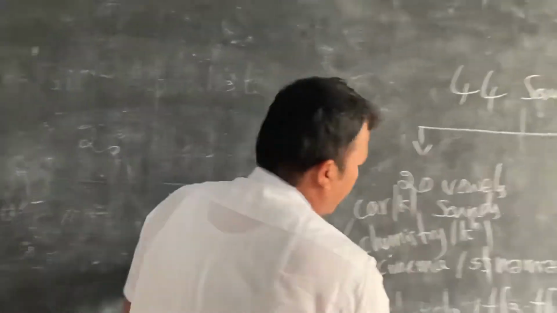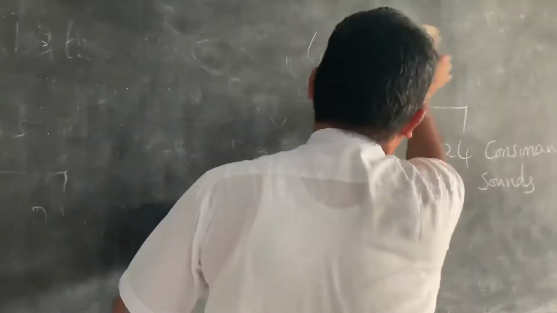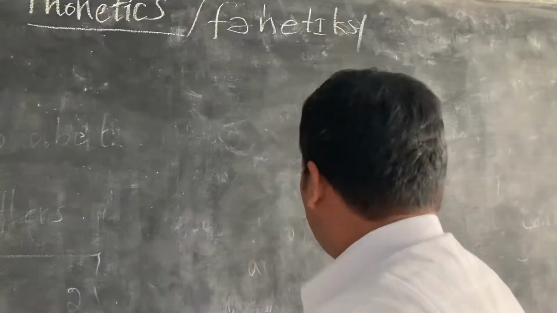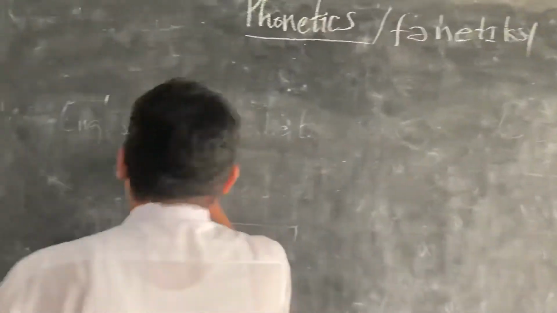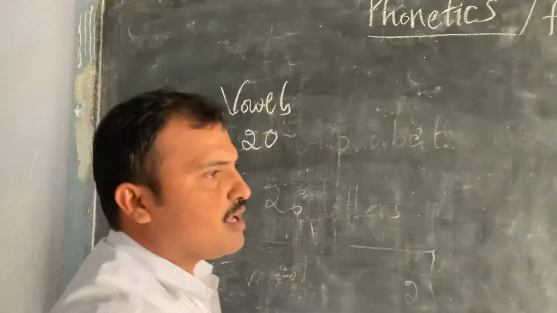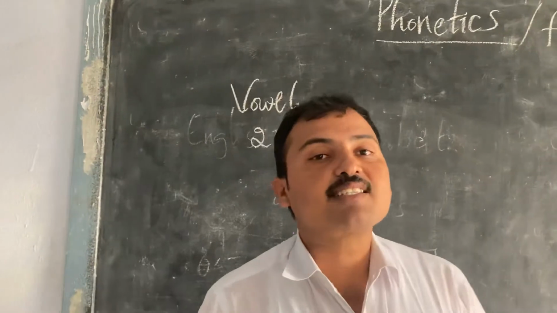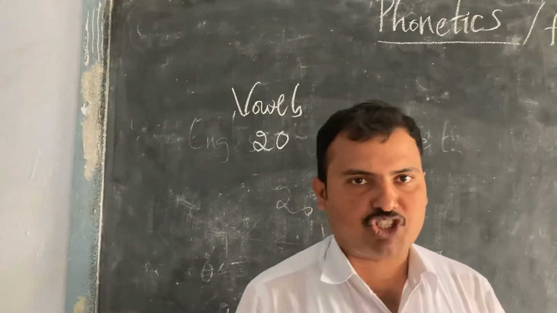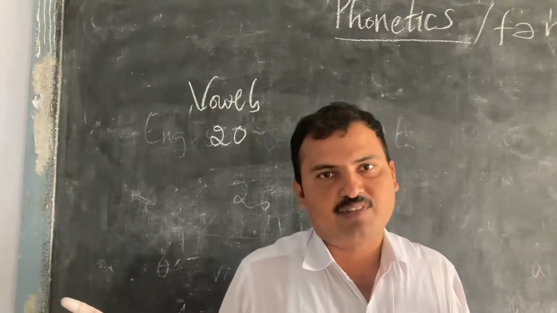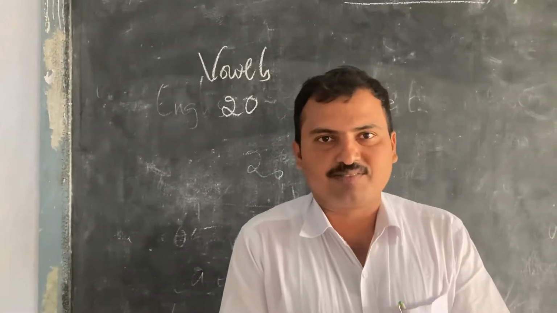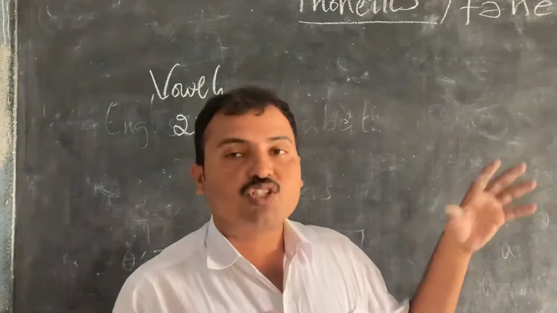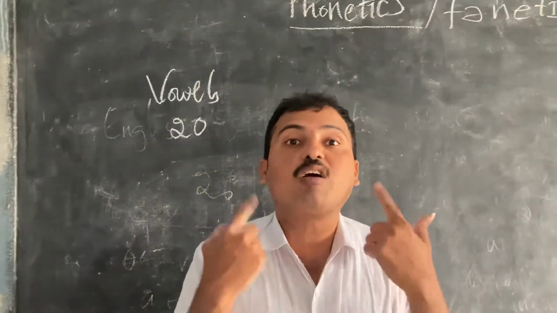Vowels are, as we have already discussed, 20 in number. What are vowels? Vowels are the sounds during the production of which the air coming from the lungs is not obstructed anywhere. It freely comes out. See, before we learn about the vowels and consonants, we should also be acquainted with the organs of speech.